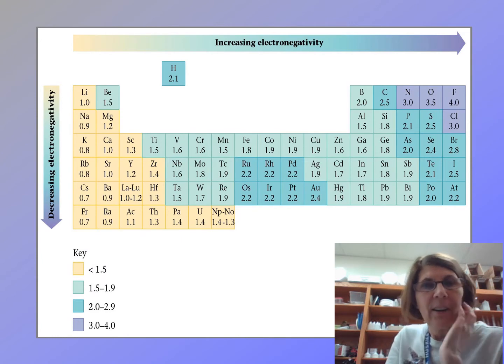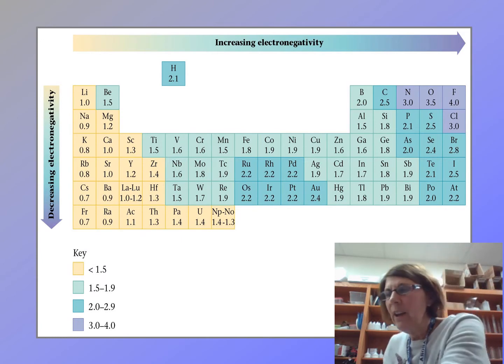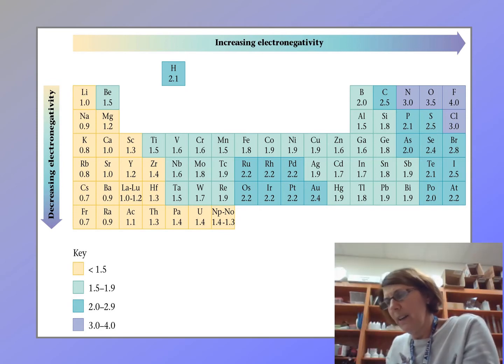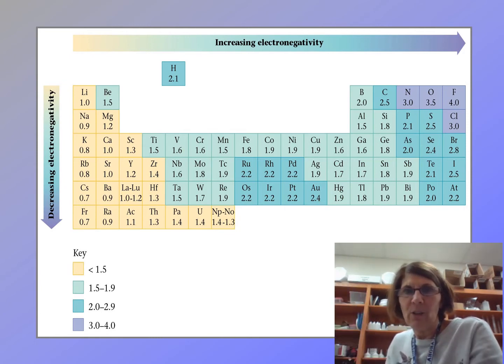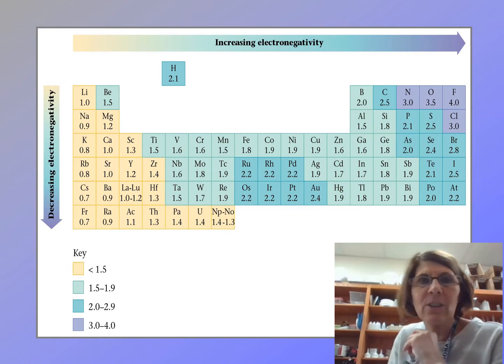So this is our electronegativity chart. You also have a chart in your worksheet packet. If you look on page 3 of your worksheet packet, you also have an electronegativity chart.